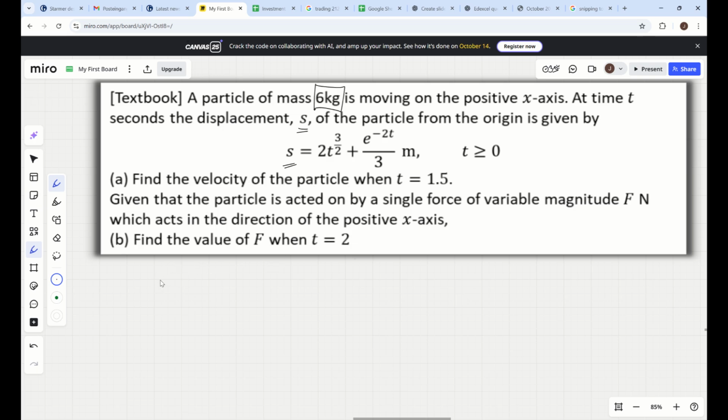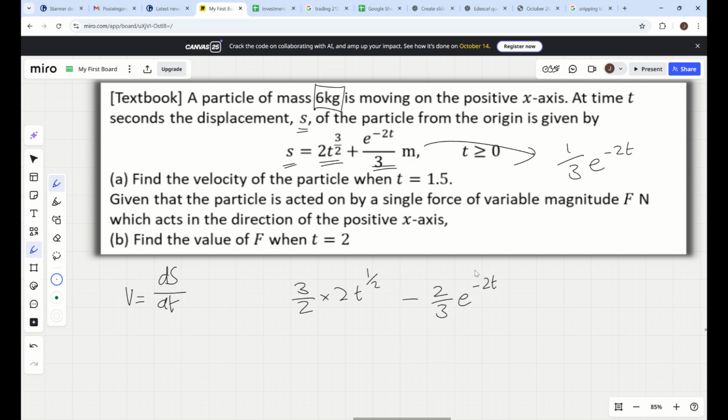Velocity. Okay, so if I differentiate this displacement with respect to time, that will be the velocity. So what I want to do is differentiate this and then differentiate this in turn. So first one's going to be what? It's going to be 3 over 2 times 2t, and the new power would be a half. I'm going to just rewrite that over here. That's a third e to the minus 2t, isn't it? So what's that going to become? That's going to become minus 2/3, and then the power stays the same with e. Okay, great. And then that's generally my velocity.